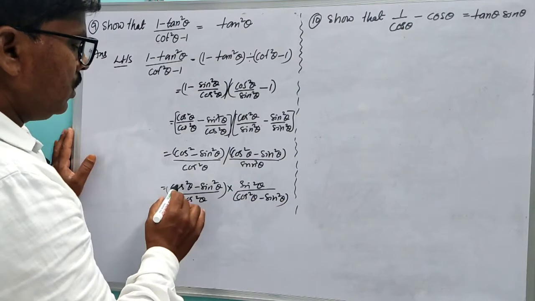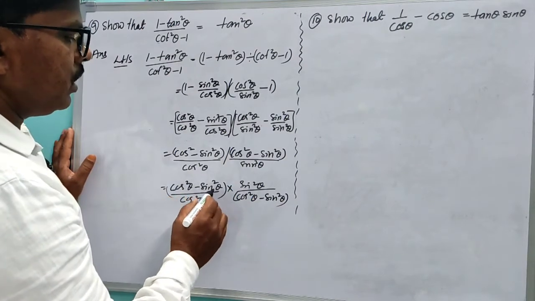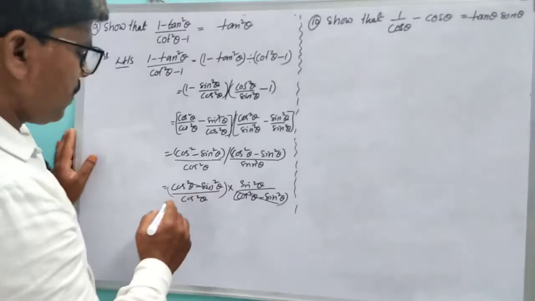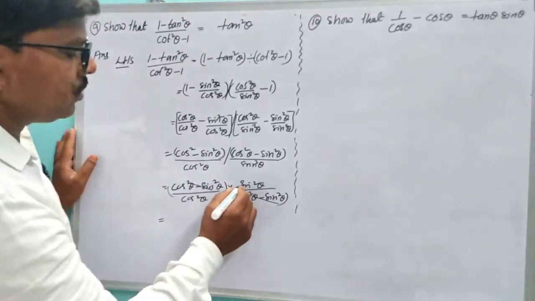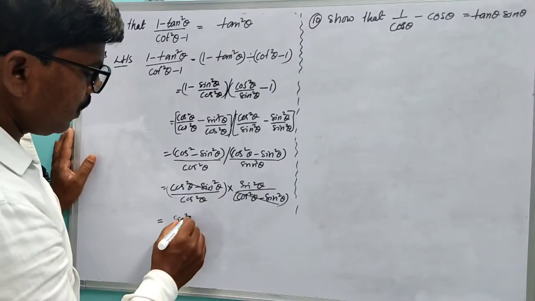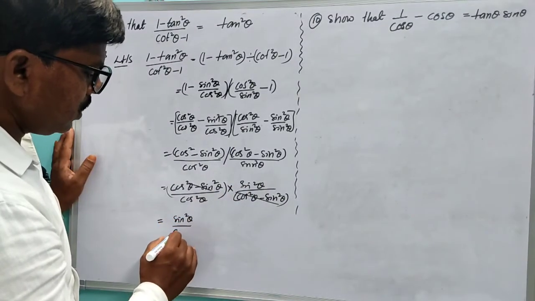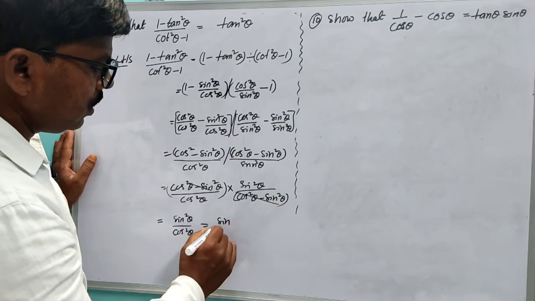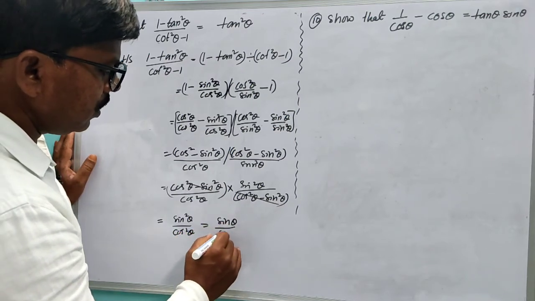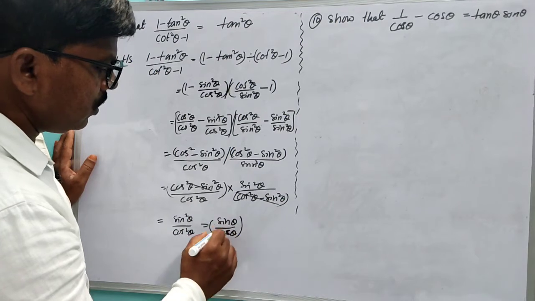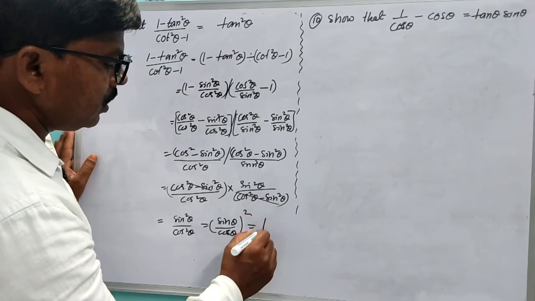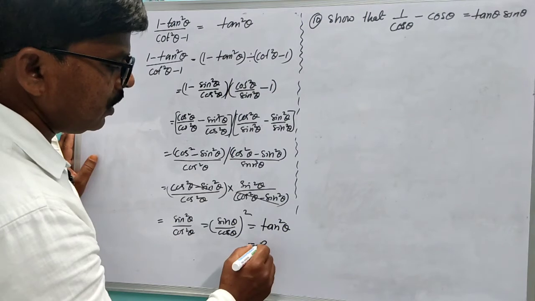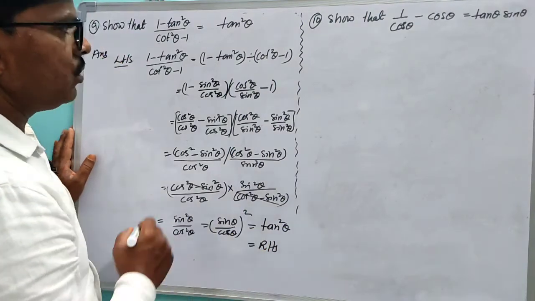Here cos square theta minus sin square theta and here cos square theta minus sin square theta get cancelled, which is equal to sin square theta by cos square theta, which is equal to (sin theta by cos theta) whole square, that is tan square theta, which is RHS, what we have to prove, what we have to show.